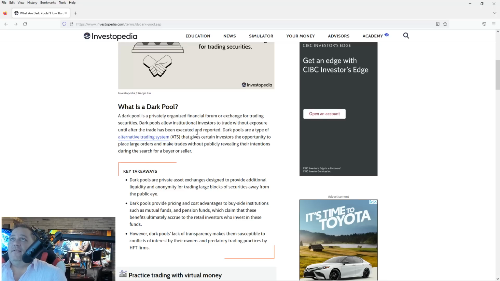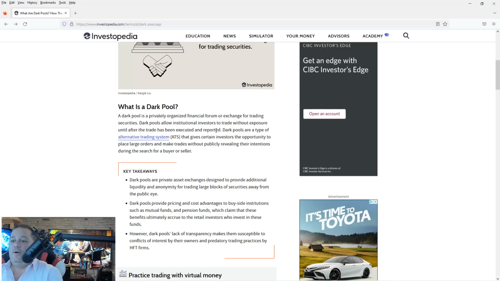A dark pool is a privately organized financial forum or exchange for trading securities. Dark pools allow institutional investors, hedge funds, pension funds, the big boys. A lot of people that see me on Twitter, by the way, my Twitter is at the Pivot King, or you can see my wife at the Pivot Queen. When I speak about the boys, I'm talking about the big boys. These are the people that use block trades.